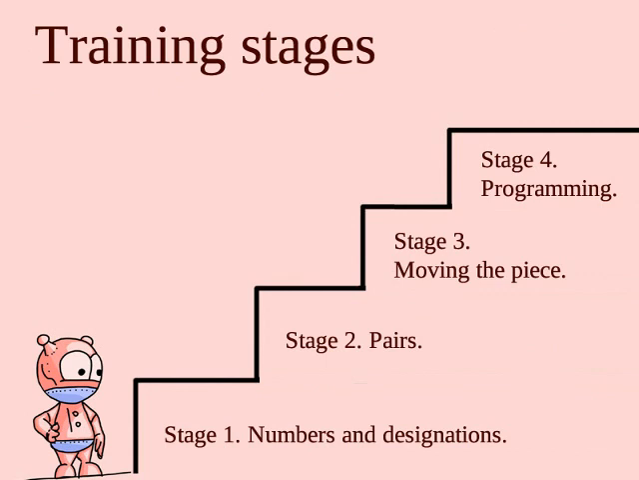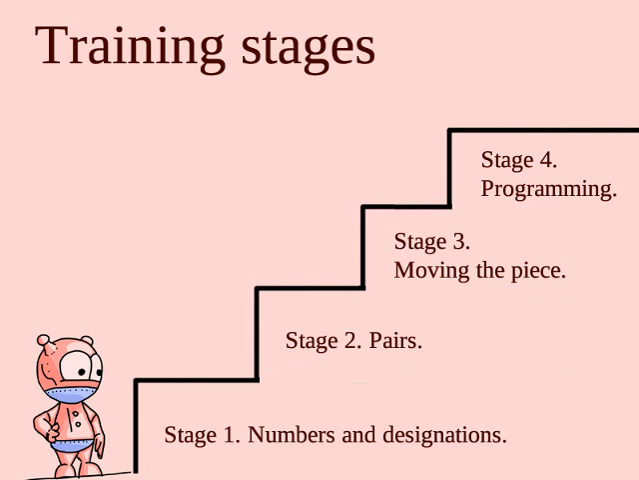On the first stage, the agent learns only the relation between numbers and their designations. So the environment sends just one number designation, and the agent has to reply with the corresponding number. Then the agent is trained to reply with the correct pair of numbers on a question containing 2 number designations. On the third stage, the agent learns how to move the piece, and finally on the fourth stage, how to write a useful program that moves the piece.